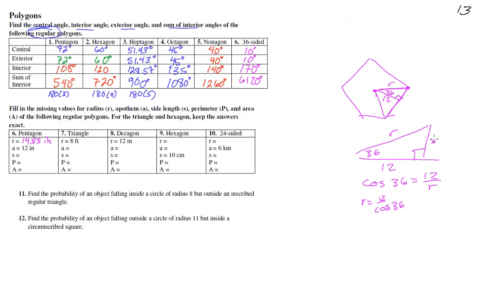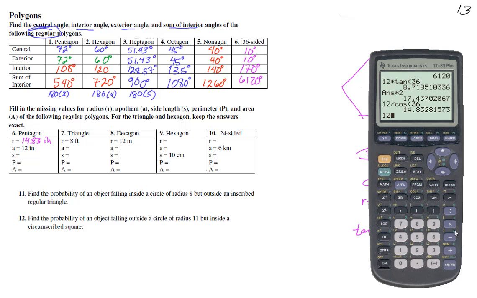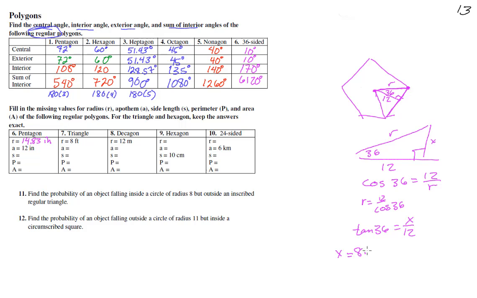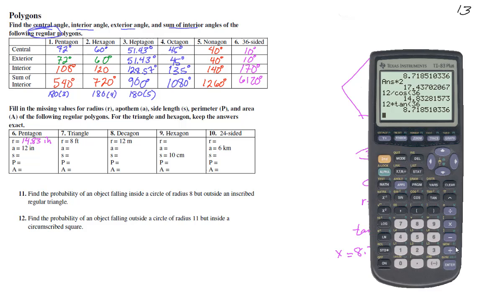The side length. So on X, we could do tangent of 36 equals X over 12. So if we take 12 times the tangent of 36, and what does that equal? 8.7. So X is 8.7 something. Now if we take 8.7, we've got to double it. So that's just this guy right here. So we've got to double it to get the side length. So let's go ahead and do that. Times it by 2. Keep all those decimal places. And we get 17.43.